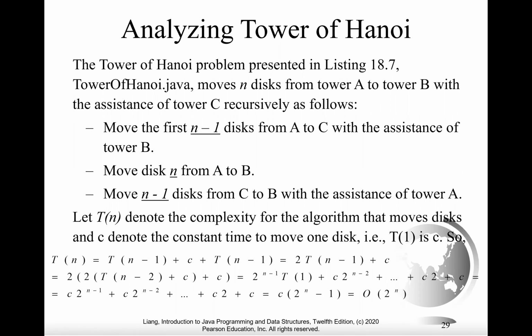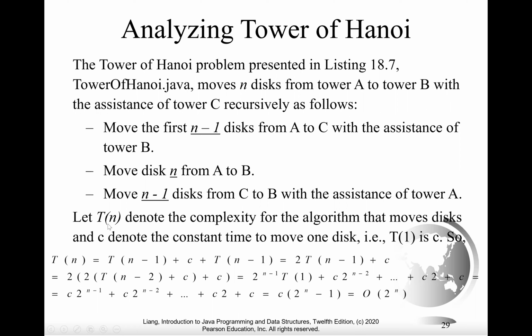Now let's look at the Tower of Hanoi algorithm. This is what we do for the Tower of Hanoi using recursion. We're going to move n disks in total from A to B with the help of C. So first we're going to move n minus 1 disks from A to C with the help of B, and then move disk n from A to B. After this, we're going to recursively move n minus 1 disks from C to B with the help of A.